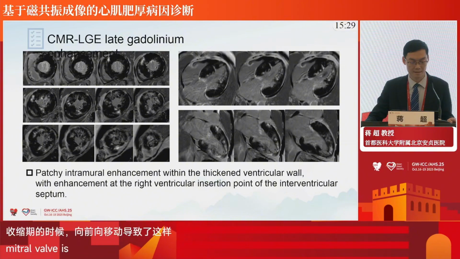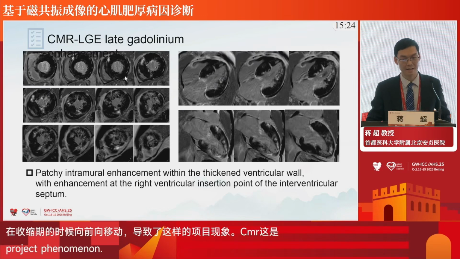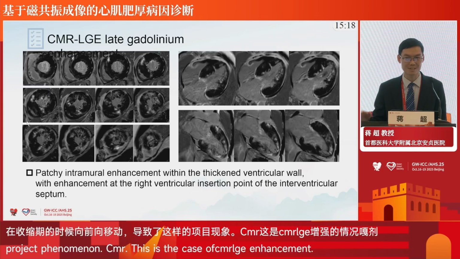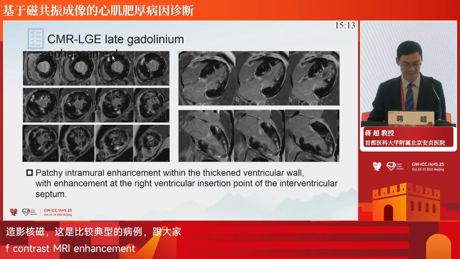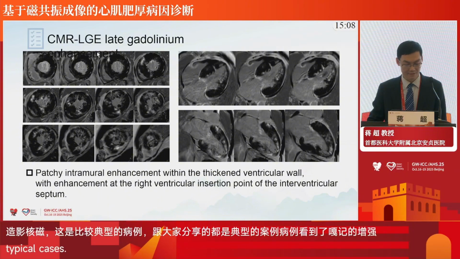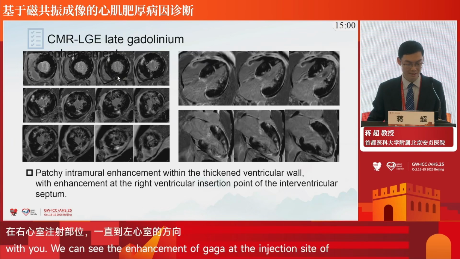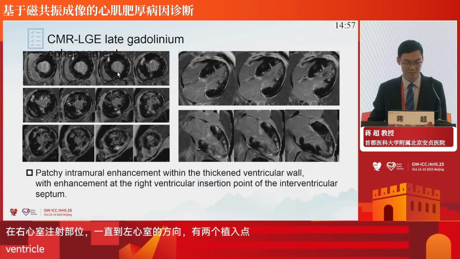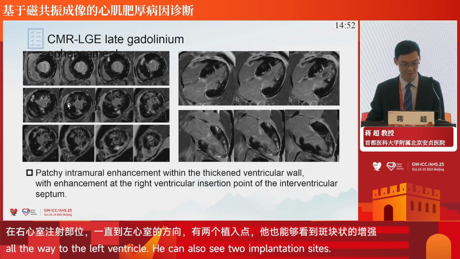This is the CMR LGE, late gadolinium enhancement. Just like Matthew said, this is a typical case. I chose the typical case. We can see the enhancement at the right ventricular insertion point to the left ventricle. There are two insertion points, and also we can see patchy mid-wall enhancement within the septal wall.